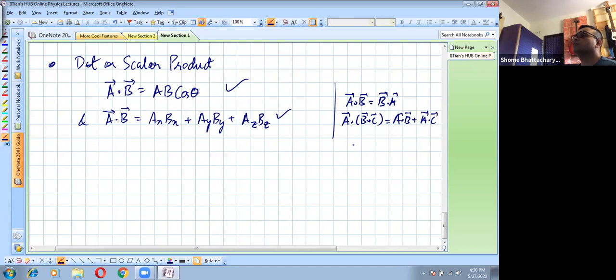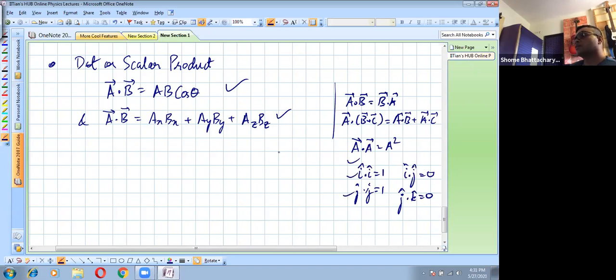Then we saw unit vector. First of all, any vector's dot product with itself becomes the square of its magnitude. And then we saw the unit vector property that i cap dot i cap is 1. j cap dot j cap is 1, but i dot j, for example, is 0. j dot k, for example, is 0. All these kinds of things, some more properties we saw.